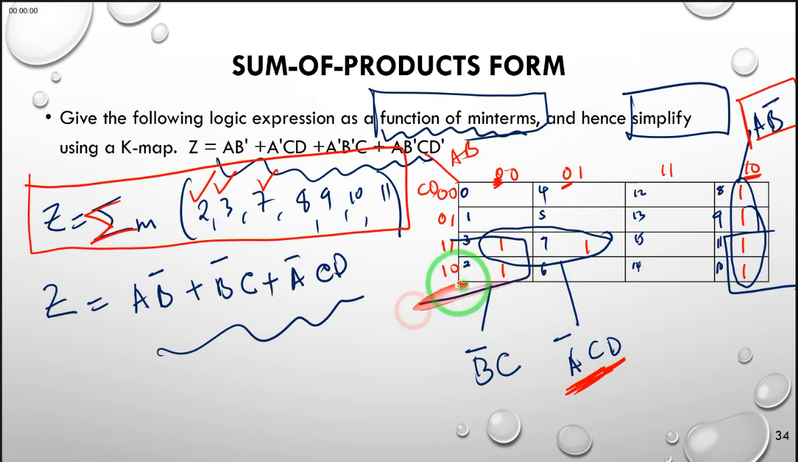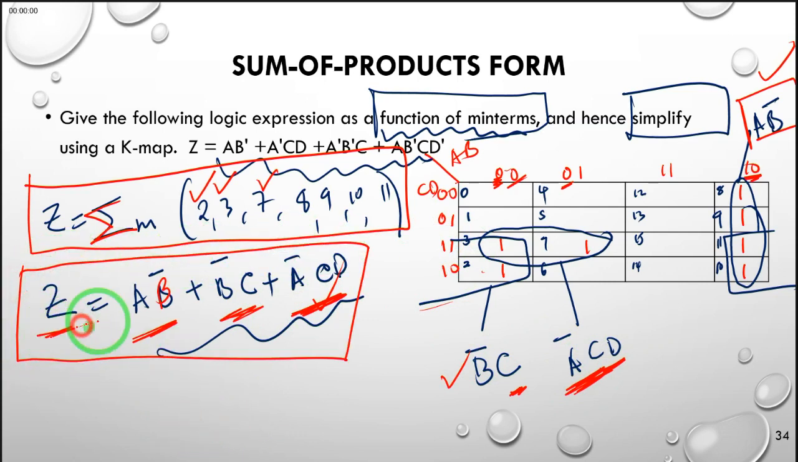Finally, in this group of 4, we can see that C is the one that is not changing. It remains at 1. And when you move from this column to this column, you see that B remains at 0. So that is why we have B bar. And finally, we can express Z as a sum of these products. That's why we call it sum of products. So this is A, B bar, this one, and then B bar C, this one, and A bar C D, that one. So that becomes the simplified value of Z, which we have used the K-map method to simplify.